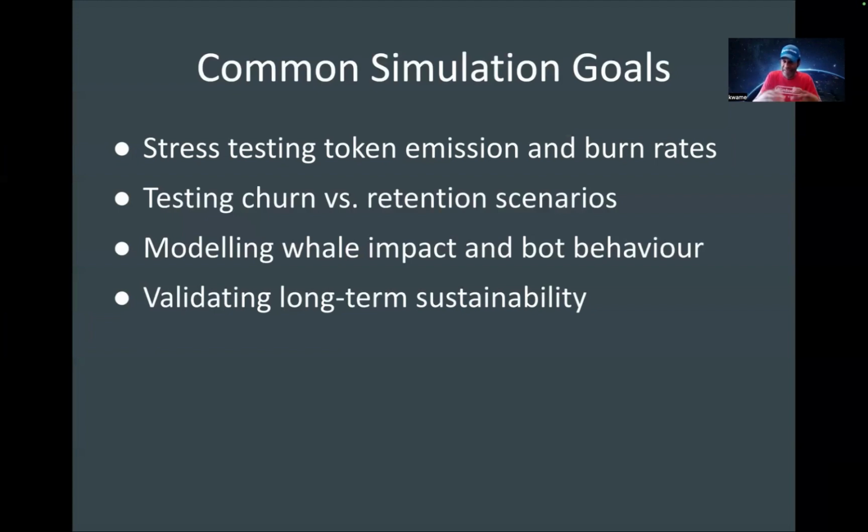Modeling whale impacts and bot behavior. Botting is a huge problem in Web 2 games. Web 3 games make this even more paramount because there is a higher economic incentive to do these types of things. So we need to model this out as well.